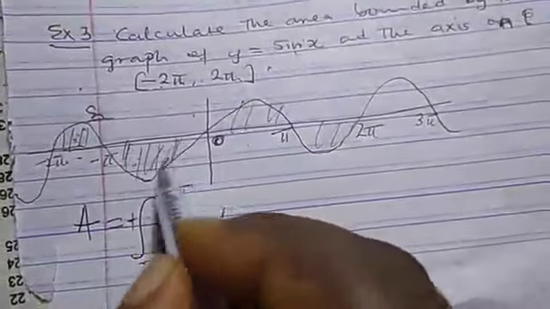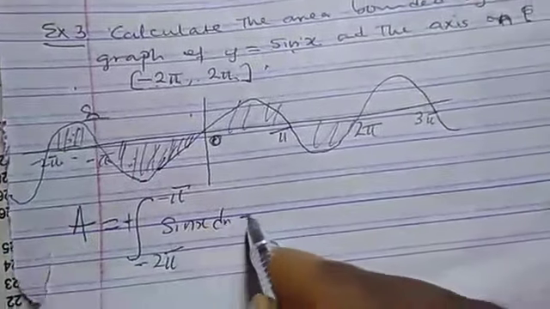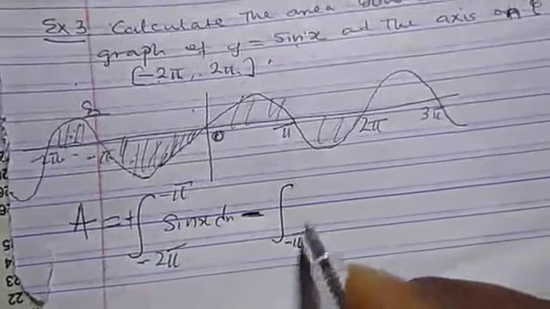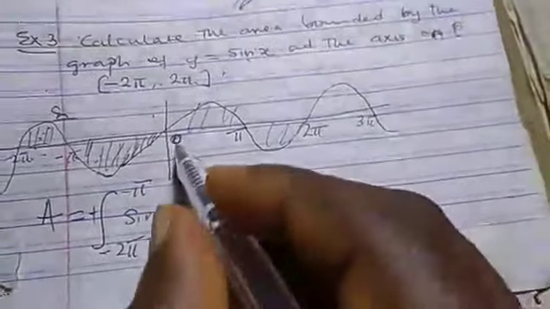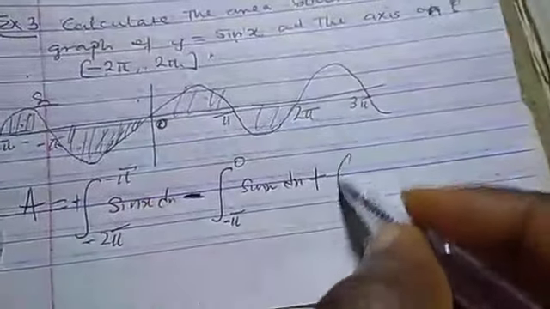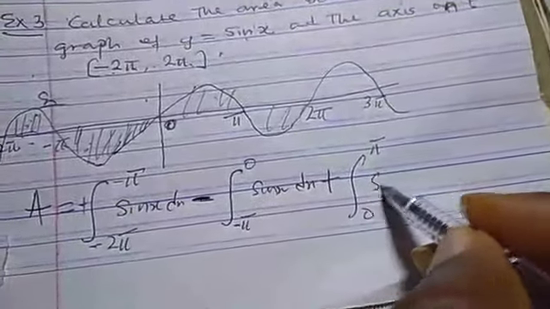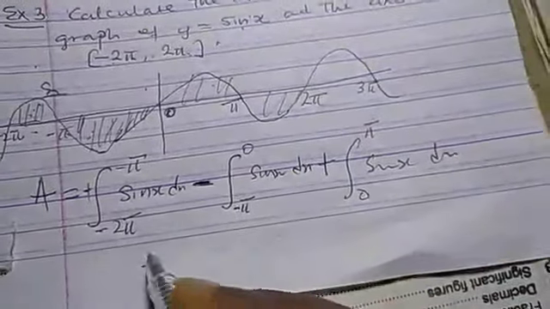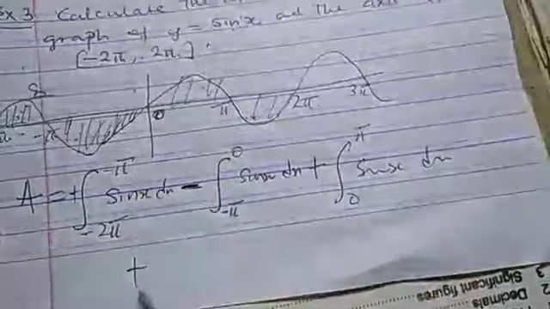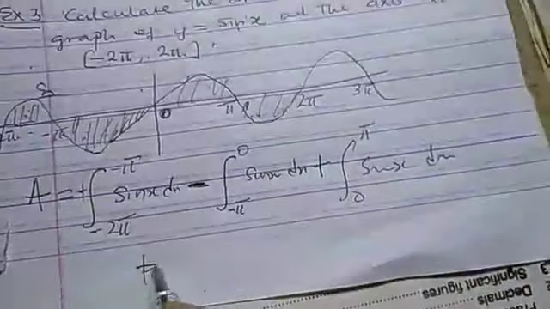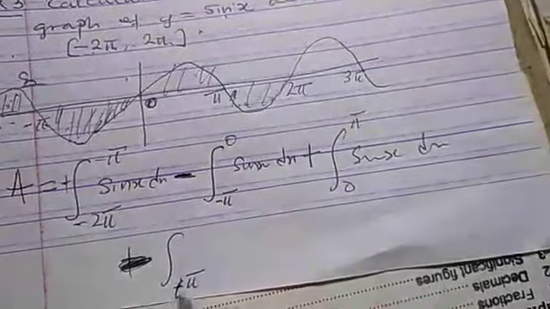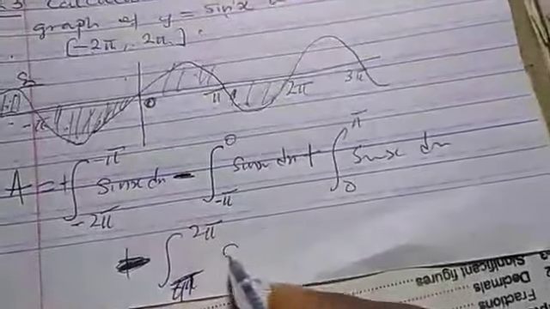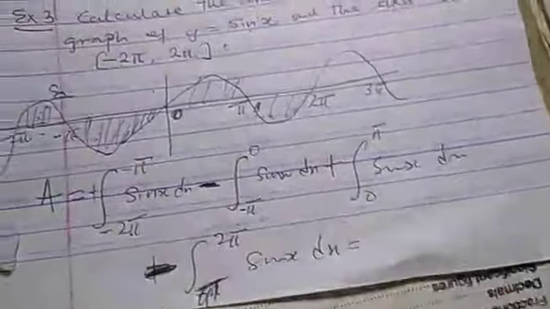Don't forget this side is negative, from minus pi to 0. So I will say minus, this is minus pi to 0, sin x dx, plus, this one is on top, plus 0 to pi, sin x dx, and then it will now be minus because this one is on the negative side, pi to 2 pi, sin x dx. So that is that about that.